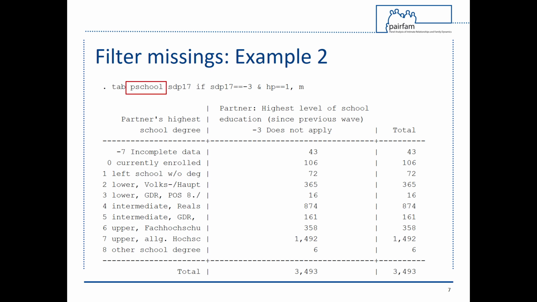Here I tabulated pschool for the almost 3,500 respondents who had the missing value -3 for SDP17. As you can see, only 43 respondents still have missing values, while the rest have valid codes. We highly recommend consulting the generated variables delivered in the data, as they really can facilitate data analysis.